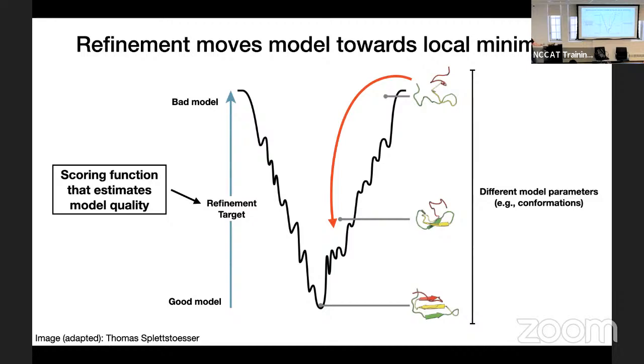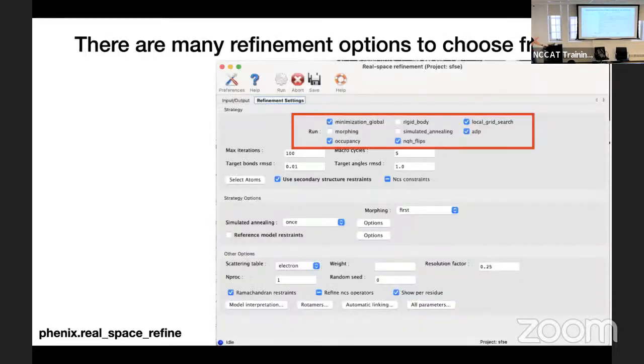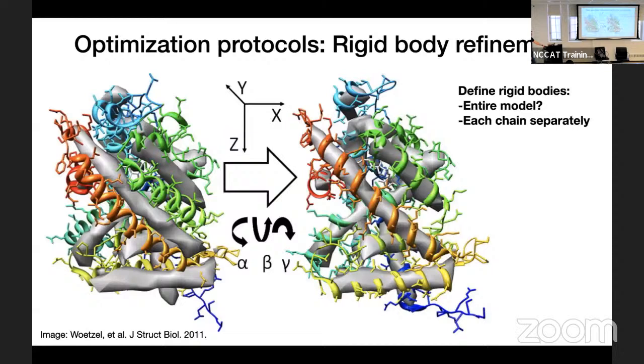And so we can do that, of course, manually in Coot by manipulating the model and trying to adjust it to better fit the map. But then we can use software packages like Phoenix to try to automate some of this and make our jobs a little bit easier. And so these various strategies up here are different ways you can approach this problem in a semi-automated way.